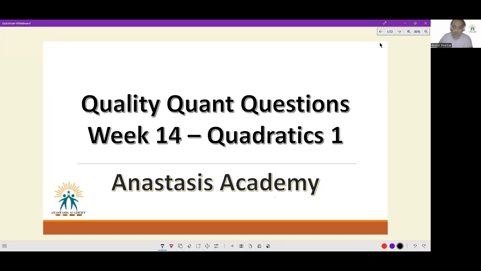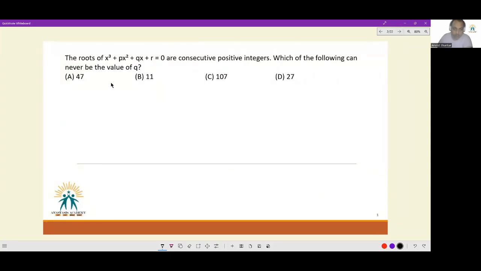This week we'll be handling questions based around quadratic equations or quadratic expressions, or even perhaps cubic, but I'm including them all together with quadratics. There's going to be, of course, one more sheet of quadratics. Let's look at the questions.